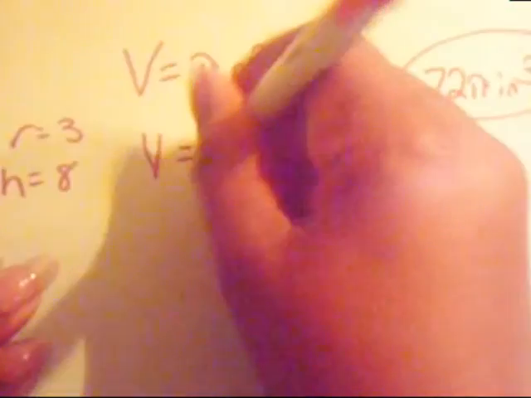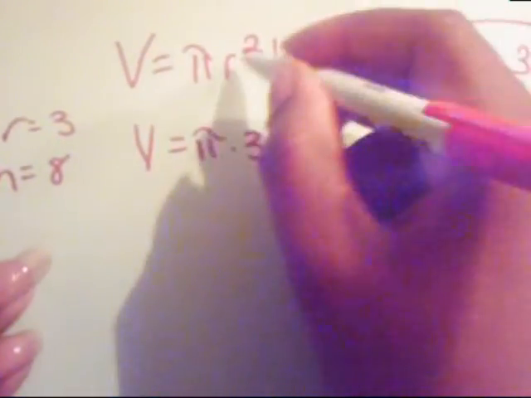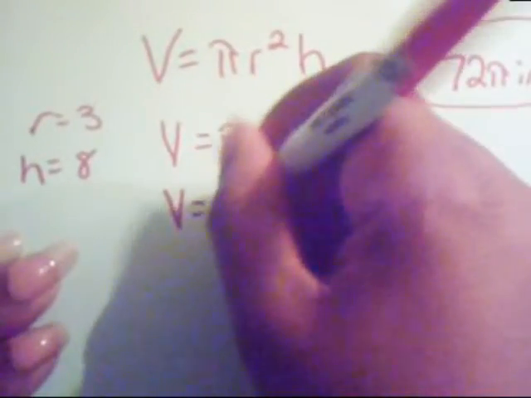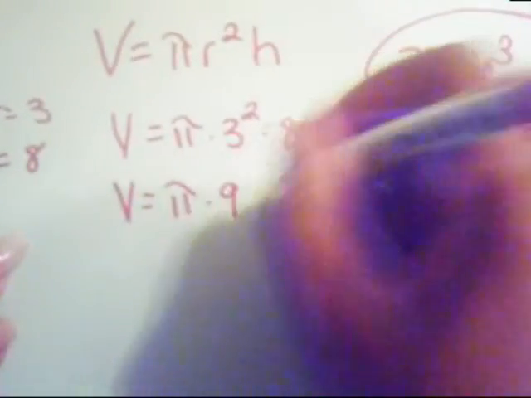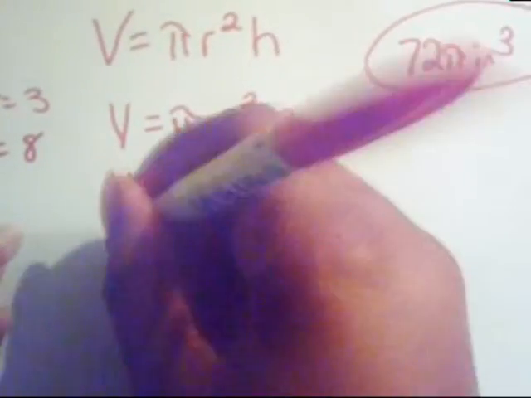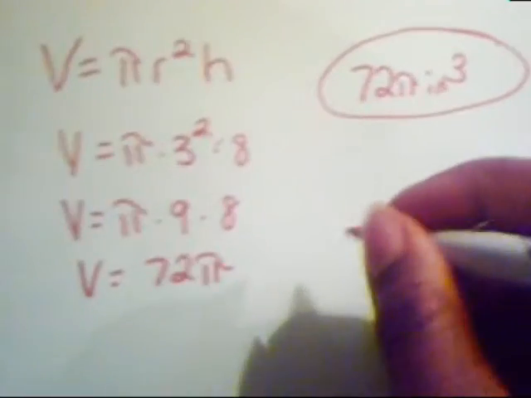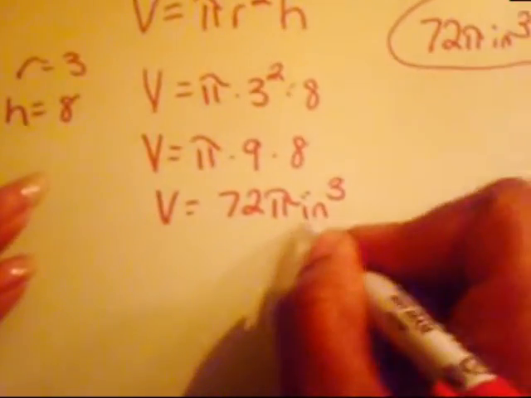Okay? So I don't know V yet. V equals pi, which we know. The radius this time was 3, so times 3 raised to the 2nd power, times h, and the height is 8. So it's V equals pi times 3 times 3, not 6, but 9, times 8, which is 72 pi. And then our unit of measurement was inches cubed, because whenever we find volume, we always raise our answer to the 3rd power: 72 pi inches cubed.